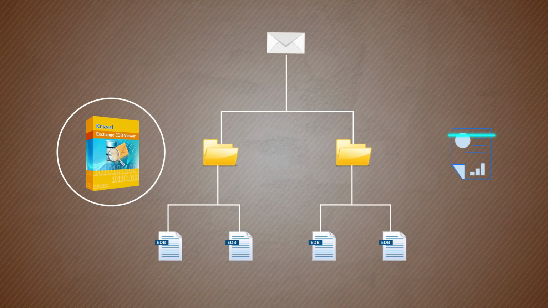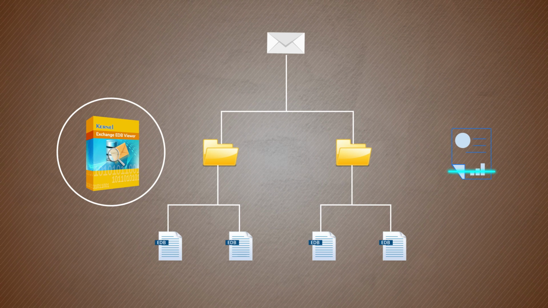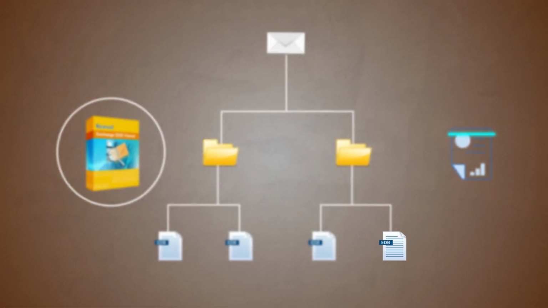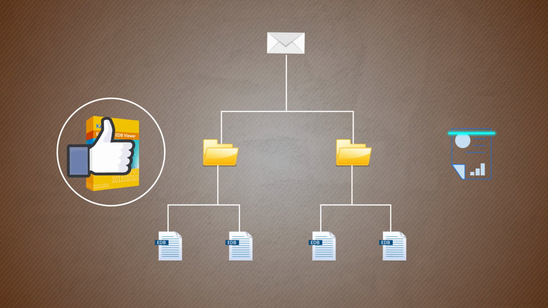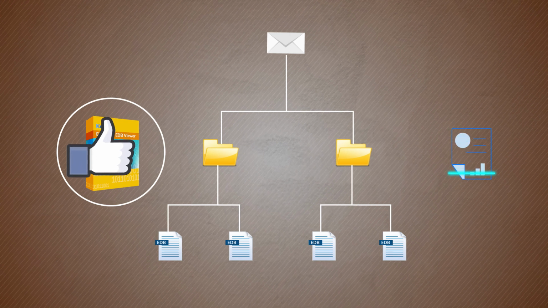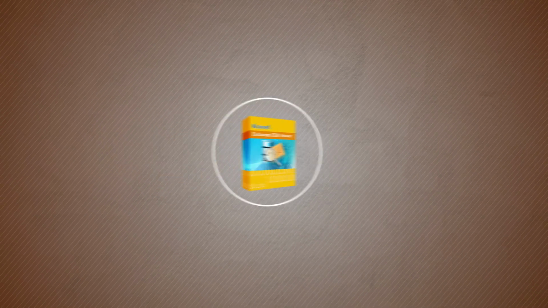Kernel Exchange EDB Viewer first scans the file, then shows the entire mailboxes in their original hierarchy. It is an easy-to-use tool that helps you view EDB file data without Exchange server and MS Outlook. Because of its friendly interface and ease of use, experts consider it the best Exchange Viewer tool in 2021. It is a simple and useful software that can make the inaccessible mailboxes accessible again.